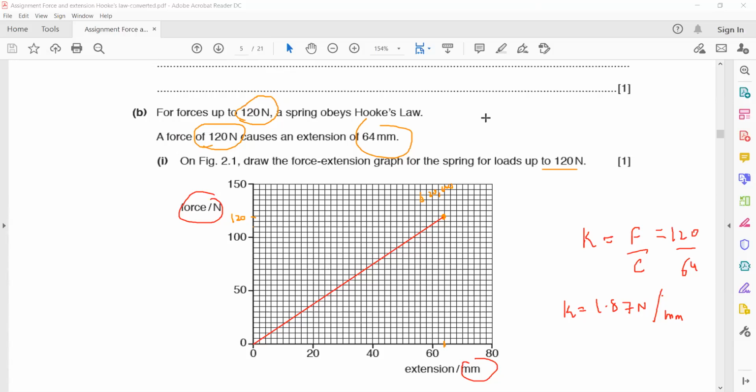In a graph, if there is a weight, there should be extension. Yes, it is load and extension, weight and extension, or load and change in length. For Hooke's law, we sketch a graph for load and extension.